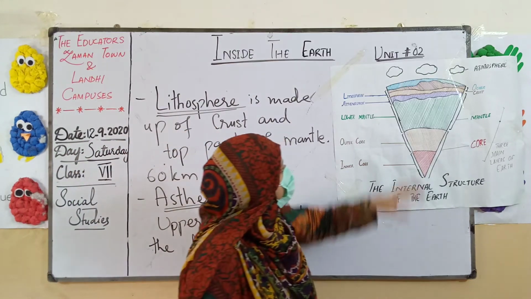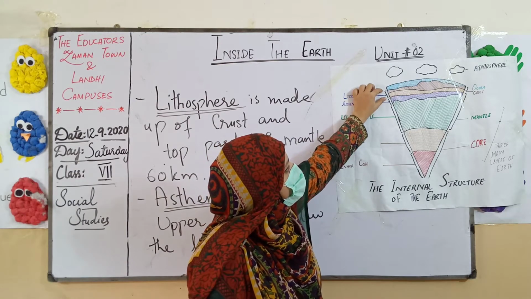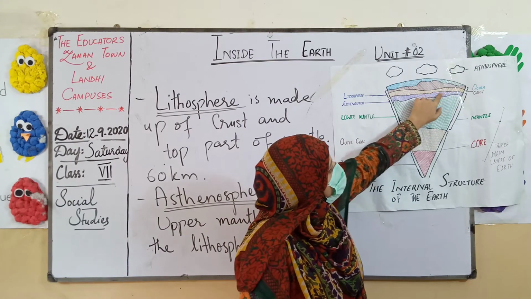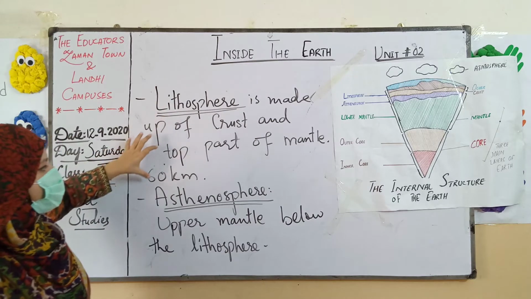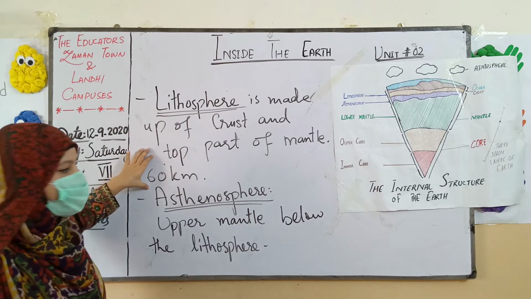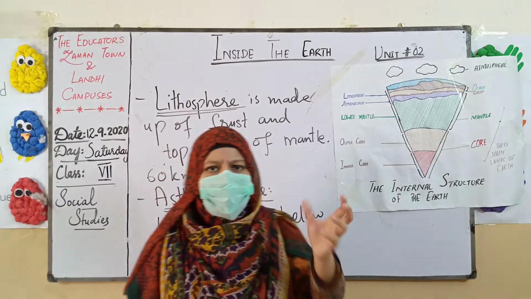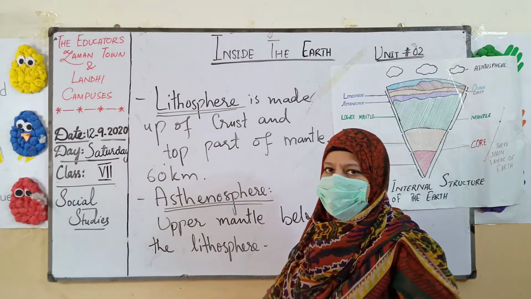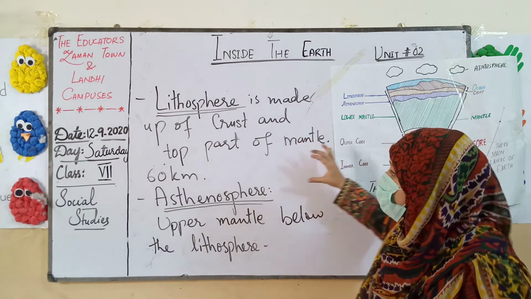Now these two layers, lithosphere and asthenosphere. Lithosphere consists of the crust, as you may see, and the top part of the mantle. The lithosphere is about 60 kilometers in depth, which is double compared to the crust. The crust is only about 35 kilometers thick, while the lithosphere is almost 60 kilometers thick.